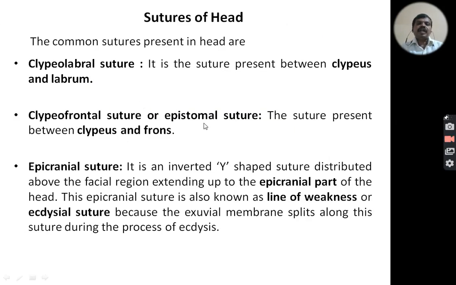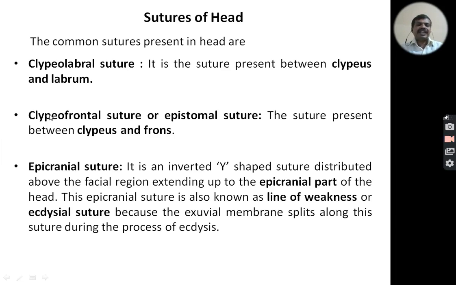Clypeofrontal suture, or epistomal suture. This suture is present in between the clypeus and frons. The suture, as all of you know, is a ridge present in between two sclerites. Sclerites are irregular plate-like structures present on the dorsal side of the head, and they are joined by means of sutures. So the clypeofrontal suture is present in between the clypeus and the frons.